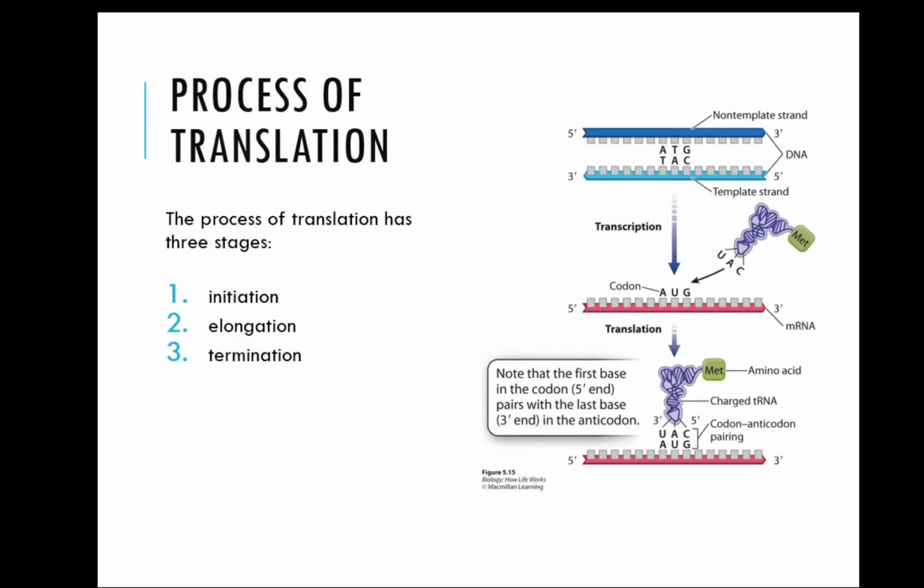Translation has a couple of different steps. They're pretty straightforward. You have initiation, you have elongation, and you have termination. We're going to focus on how this happens in eukaryotic cells, right? That's really the focus of our book.